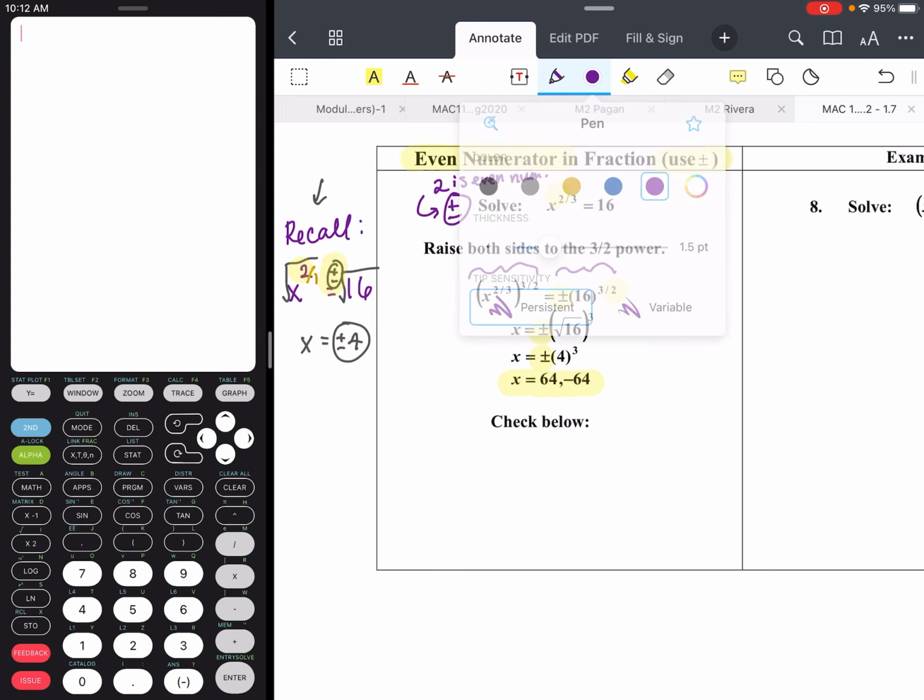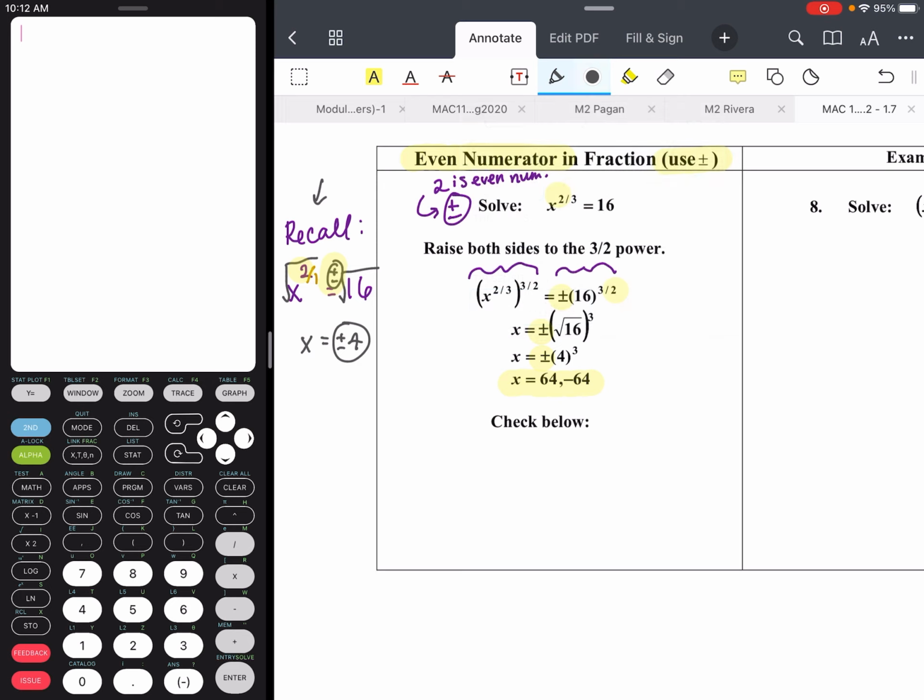Okay, so let's check and make sure that these both work. We have to check each one. And remember, we're going to check using the original equation. So if I check x equals 64, 64 to the power 2/3, make sure that that equals 16. So this would be the cube root of 64 squared equals 16. I know the cube root of 64 is positive 4, and when I square positive 4, I get 16. So positive 64 works.